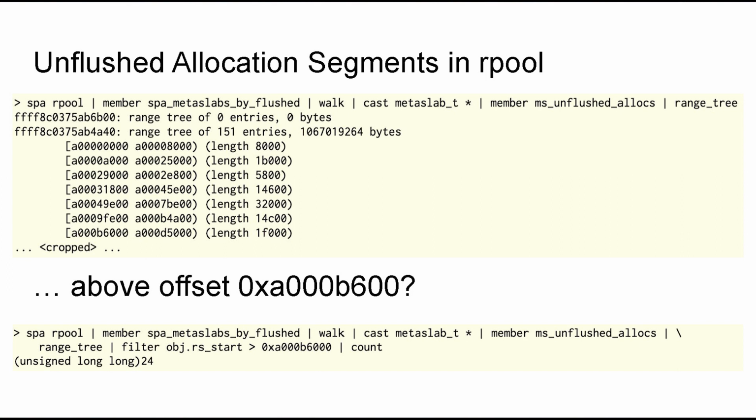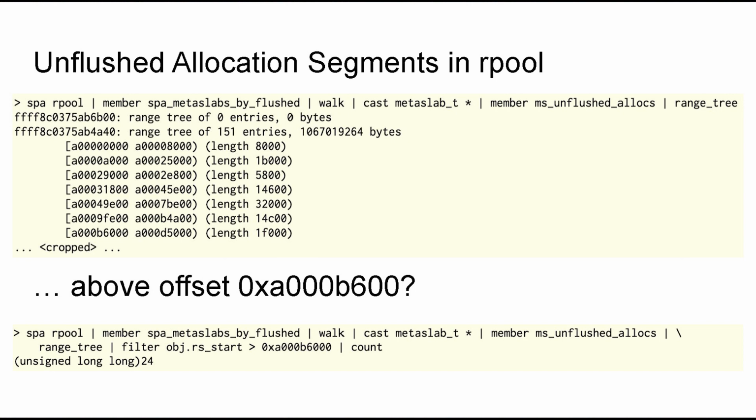For example, another thing, besides the pipelines, is also pretty printing. So let's say that you wanted to print all the unflushed allocation segments in the rpool. You construct a pipeline that's similar. You walk all the metaslabs, you cast them, and you get the ms_unflushed_allocs member, which is a range tree. And we have a command that you pass a range tree to, and it pretty prints things. For example, the first range tree didn't have any entries and 0 bytes in it, but the second range tree has 151 entries, and you can see them all printed nicely with their offsets and their lengths.